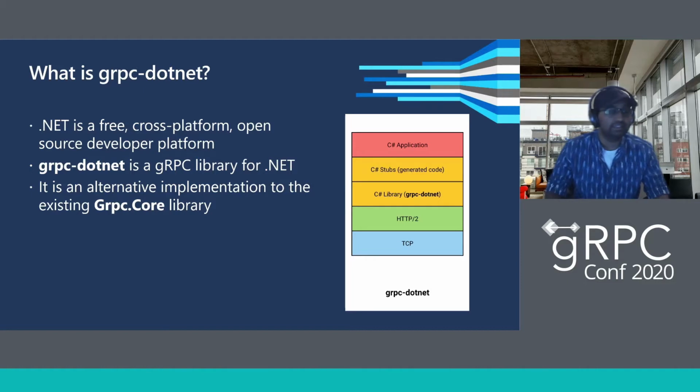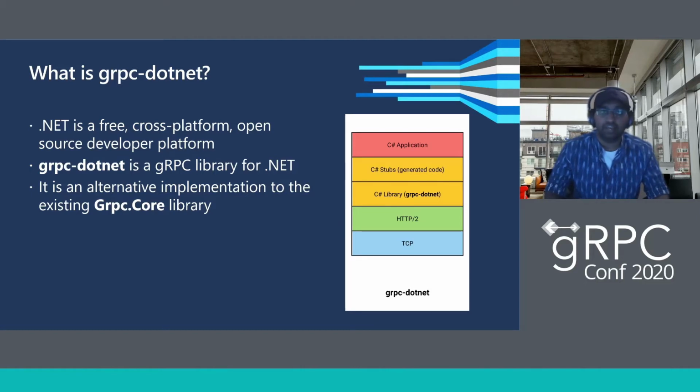So this is an alternative implementation to the existing grpc.core library. This library exists side by side with the gRPC core library, and each has its own advantages and set of available features and integrations. Fortunately, one of the things we've been able to achieve is to share the same API for invoking and handling RPCs. So we limit the lock-in, and really the idea is to let users pick whatever implementation works best for them.